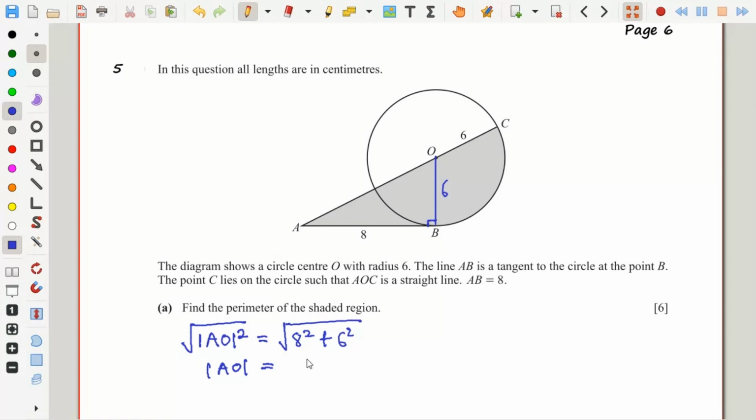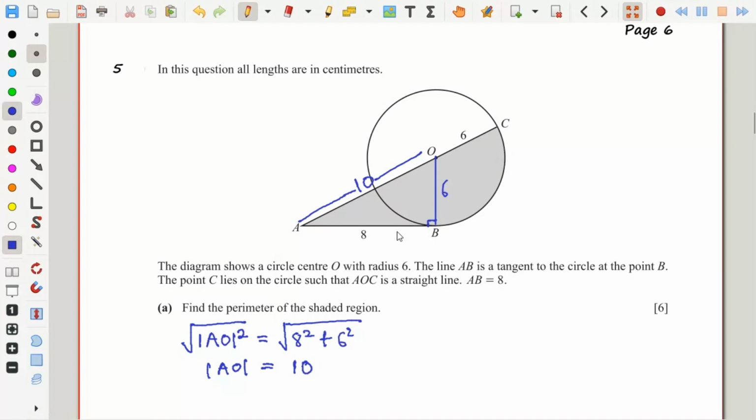So that should give you 10. That should give us 10. So we know for sure that this side is 10, from A to O is 10. Okay.